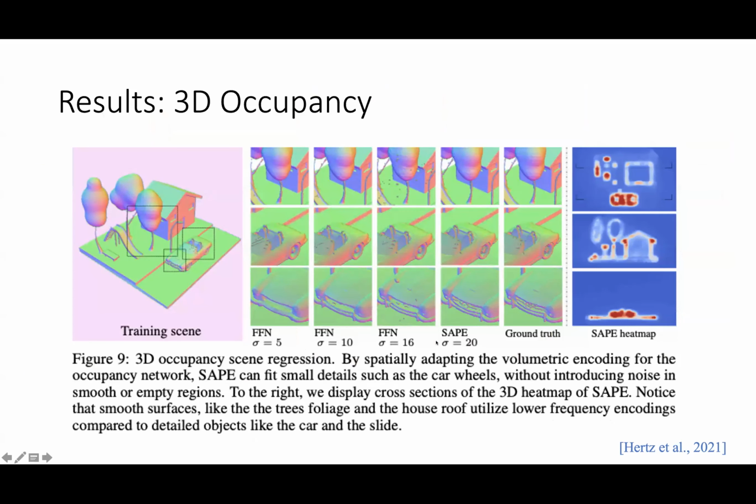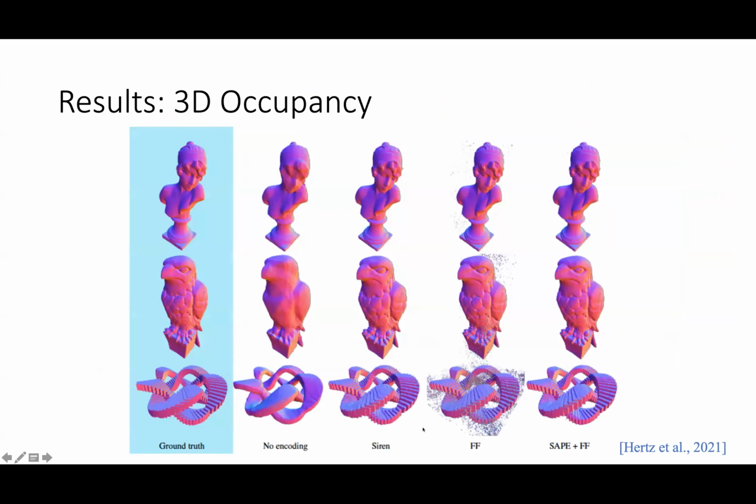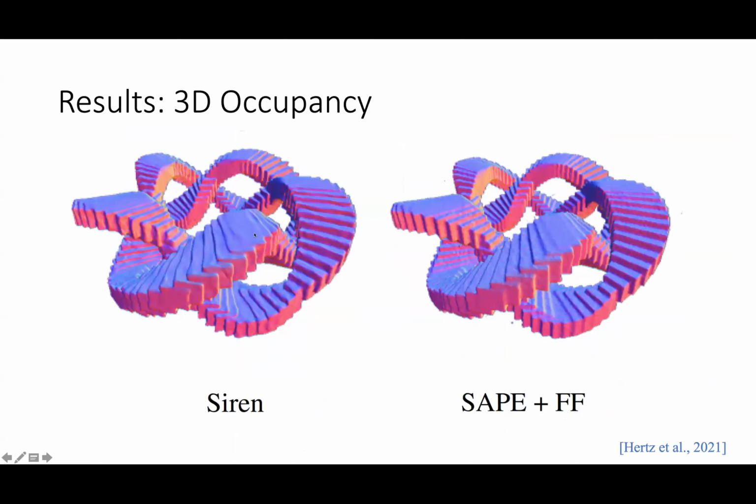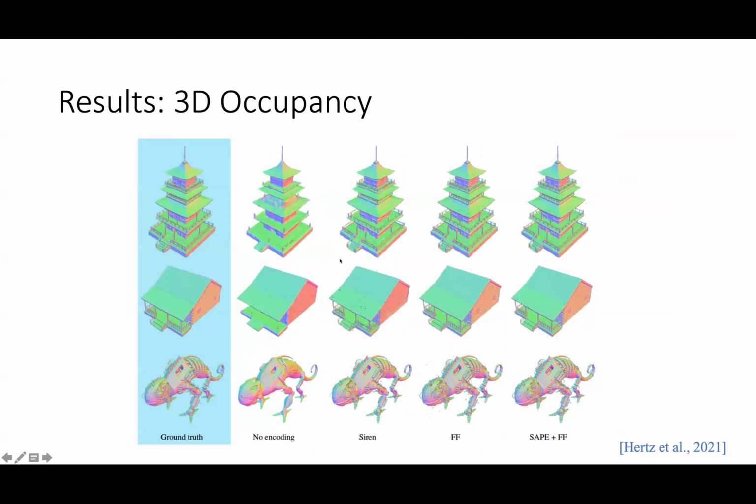It applies also to 3D occupancy maps, and you can see the heat map of the places that got high frequencies and low frequencies. You can see here the reconstruction that we get, and the reconstruction that you get with the Fourier features. You can see that we get much better results. Here you can see other results for 3D. You can compare it to SIREN. You can see that we get the details in a better way.